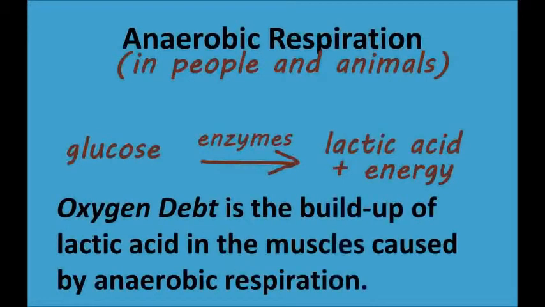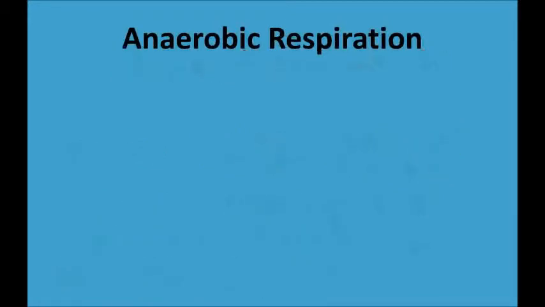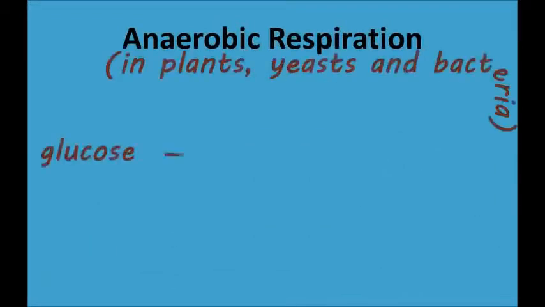The build-up of lactic acid is called an oxygen debt, and that's because your body needs oxygen to break it down into less harmful substances. This is why even after you stop running, you're still panting for a while and have a rapid heartbeat. Your body's trying to get the extra oxygen it needs to get rid of the lactic acid and pay off the oxygen debt. Let's move on now and look at the equation for anaerobic respiration in plants, yeasts and bacteria.